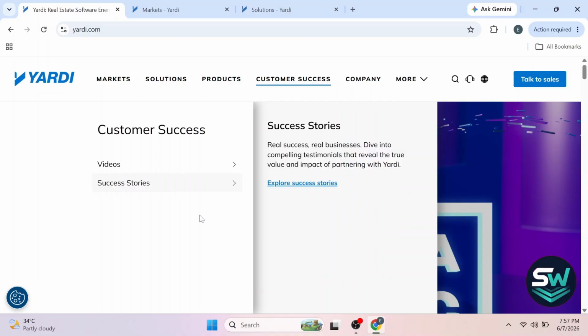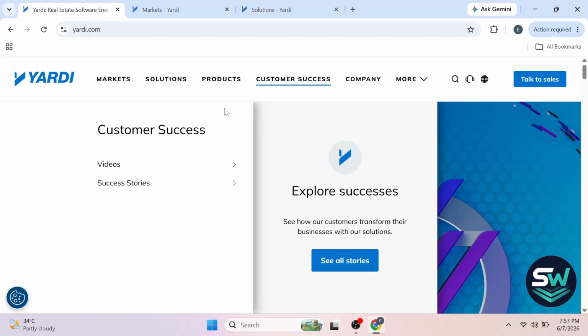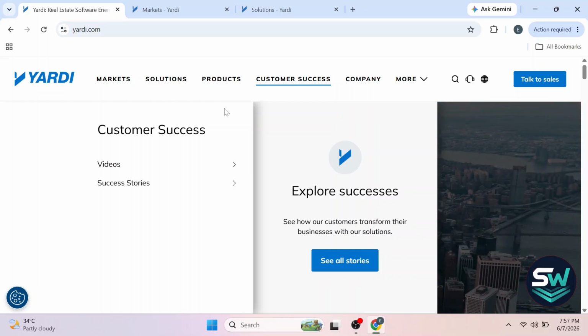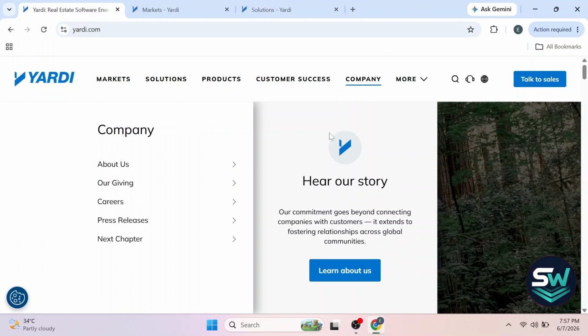Here, organizations can learn about implementation guidance, customer experiences, best practices, success stories, and strategies for getting the most value from their solutions. This area highlights how businesses have used Yardi technology to improve efficiency, streamline operations, and achieve measurable results. And the company section provides information about Yardi as an organization.